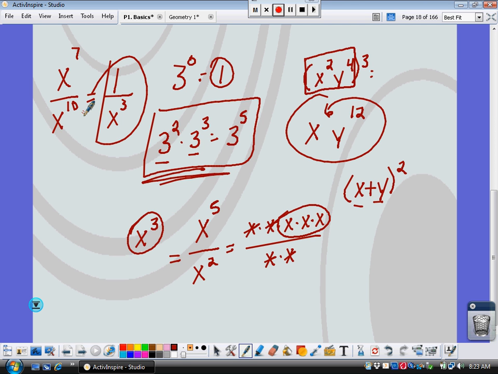Now, does that go along with 7 minus 10, x to the negative 3? Yes. Because if it's a negative exponent, what do you do? Put a fraction bar under it, bring it to the bottom. Now it's a positive. So both answers check out.